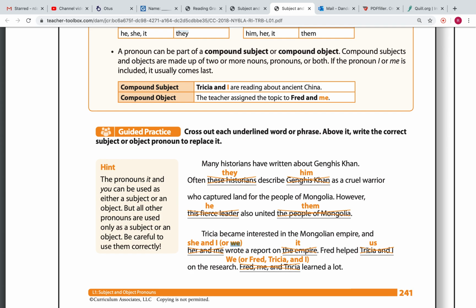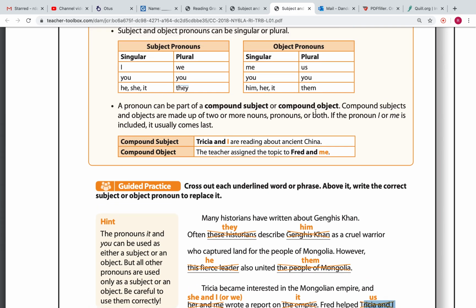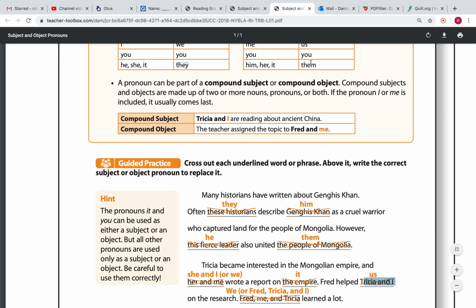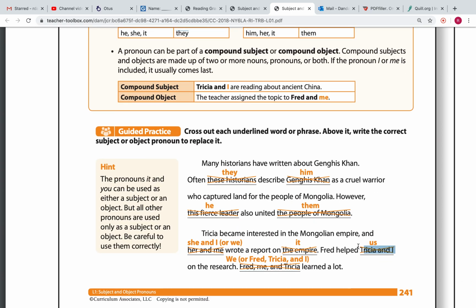Fred helped, instead of writing Trisha and I, you can write us. Fred helped us on the research, right? The word us is a plural object pronoun, right? Fred helped us on the research. Fred, me, and Trisha learned a lot. Once again, this is incorrect, right? You would say we learned a lot, or you could say Fred, Trisha, and I learned a lot.